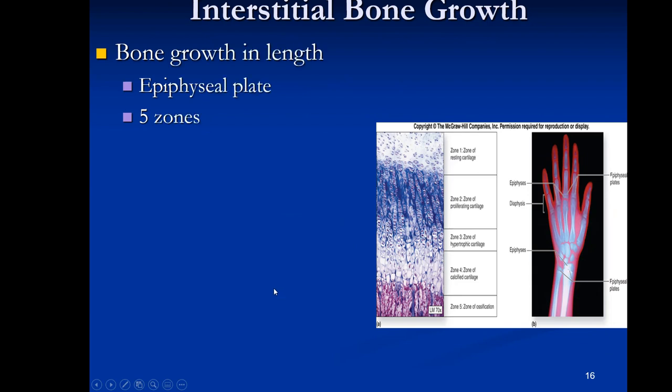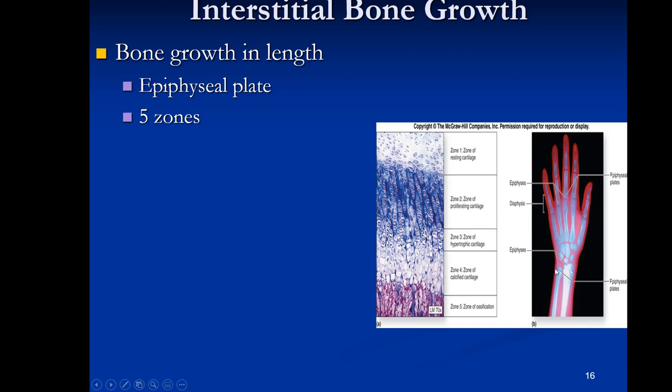If we zoom in on the epiphyseal plate, bone growth in length is called interstitial bone growth, and it occurs at the epiphyseal plate. If you look at this x-ray of the forearm, you see an epiphyseal plate in this bone right here and this bone right here. These are the ulna and the radius.